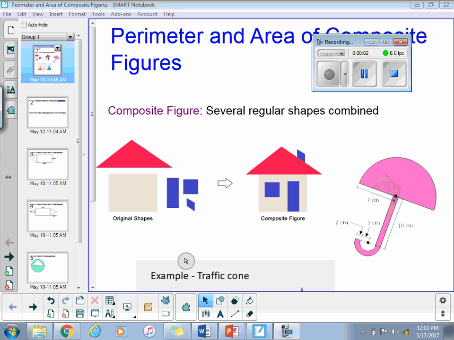Okay, this lesson is on perimeter and area of composite shapes. So what are composite shapes? They're all around you actually. And so they're regular shapes that are simply combined.